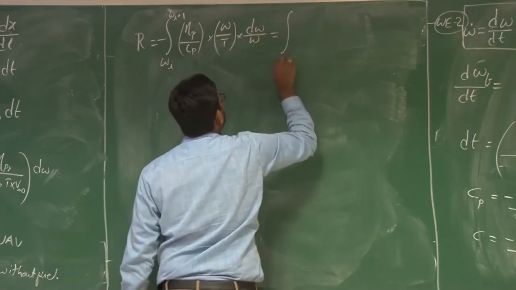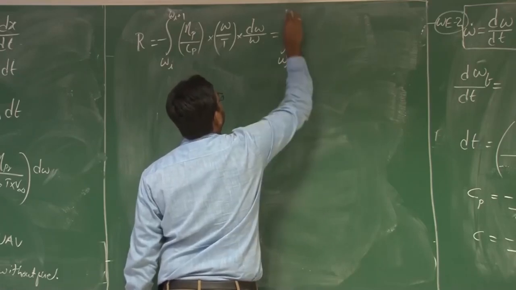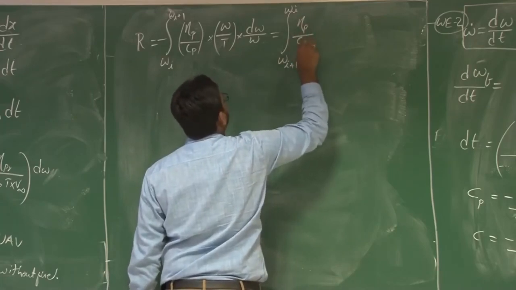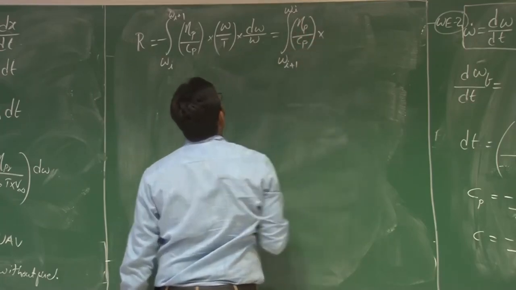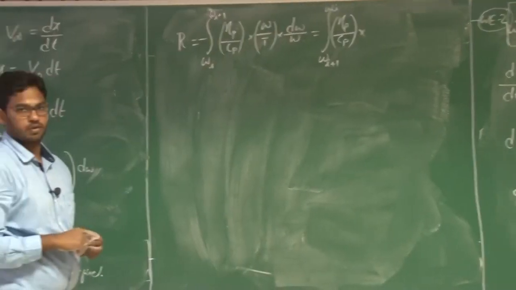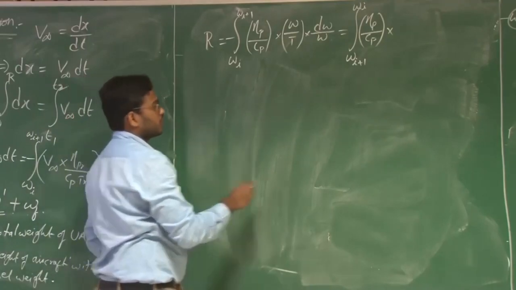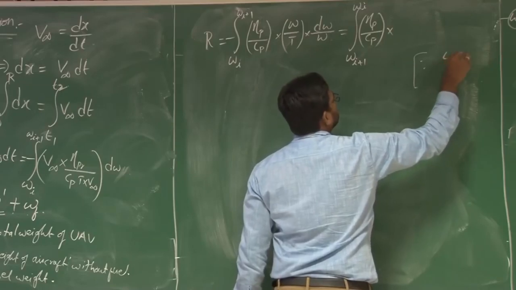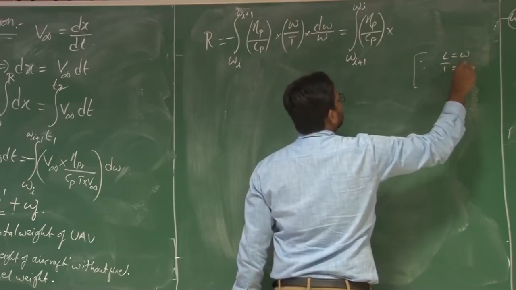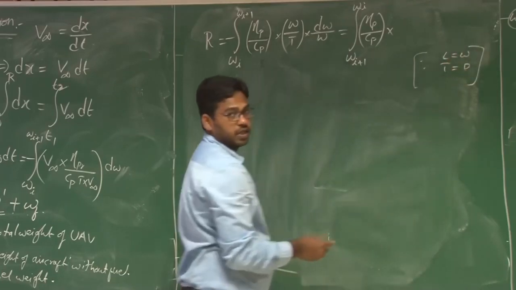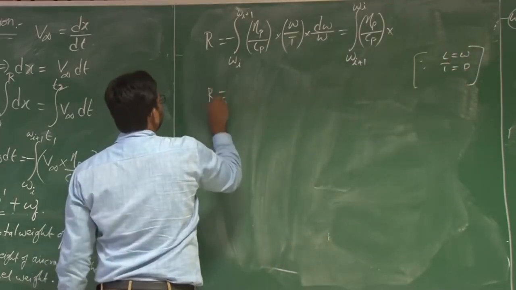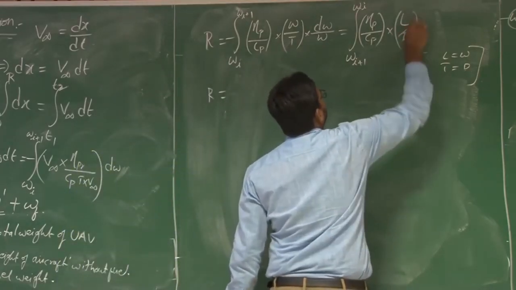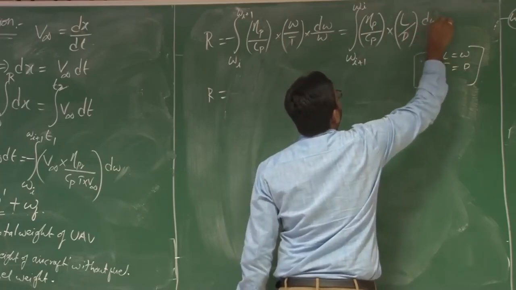This equals minus Wi plus 1 to Wi, is equal to eta of propeller into Cp into, what is W by T? Since this is cruise, what do we have from C1 and C2? L is equal to W and T is equal to D. So W by T is L by D. I can substitute L by D in this equation, L by D into dW by W.